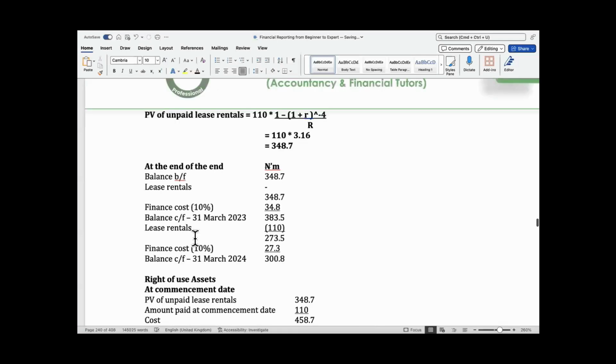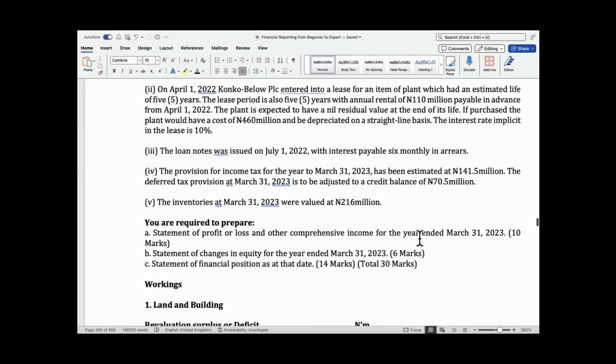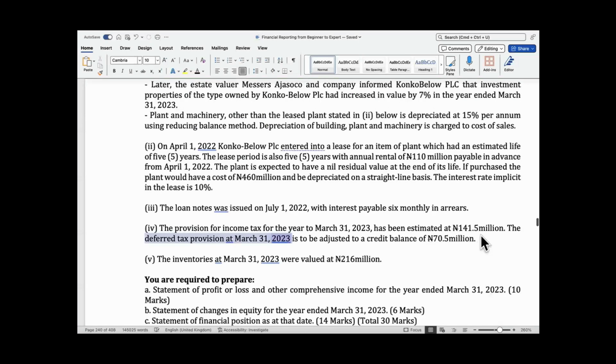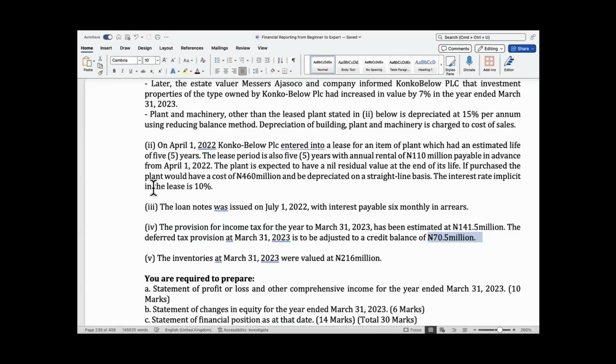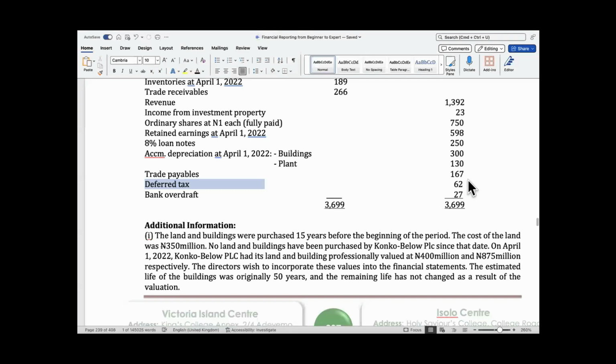The second one is deferred tax at the end of the year. They said it is a credit balance of 70.5 million. That's also straightforward. You should always expect that they will give you deferred tax in the trial balance as well. If they don't give you, that means you assume it's zero. So the deferred tax in the trial balance was 62. What that means is that is the deferred tax at the beginning of the year. It means that's the deferred tax estimate at the beginning of the year.